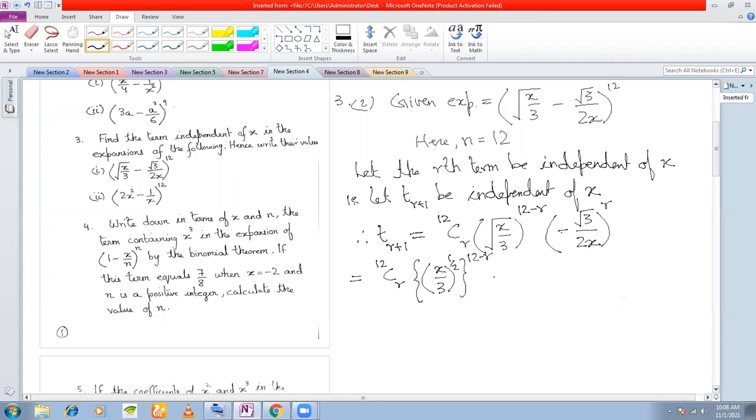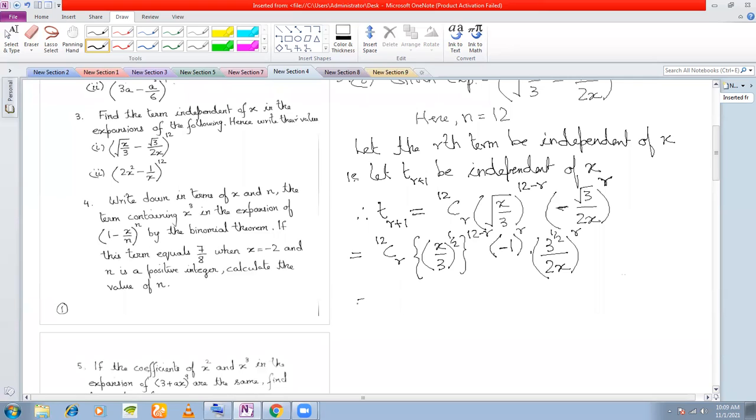And because you have minus sign to the power of r and we don't know whether r is positive or negative, we take the minus sign out and write this as minus 1 to the power of r, because we don't know the value of r. We don't know whether r is odd or even. Okay. And this you can write as 3 to the power of half by 2x to the power of r.